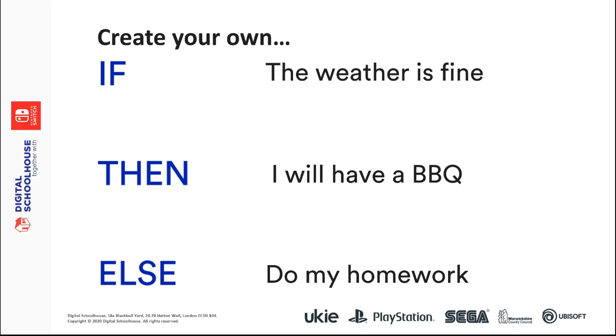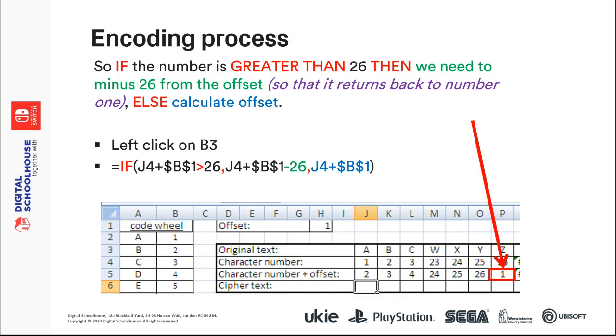So we need to use an if statement here. We want to say if the number is greater than 26, then we need to take away 26 from the offset so that it returns it back to number 1. Else calculate the offset. So we're going to slightly adapt our formula so that it's able to work this out for us. So we're going to do some clever stuff with our formula. To make sure it's working, we're going to do it on one of the ones where we know it needs to shift back to the beginning of the alphabet. So that's what we're going to do next.